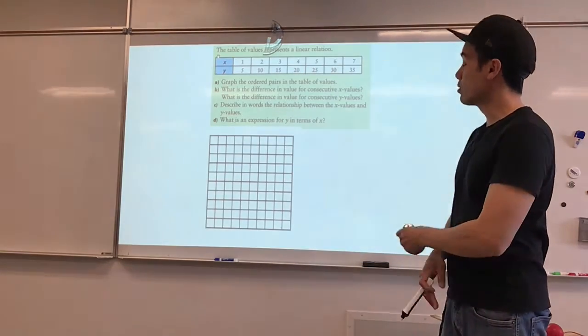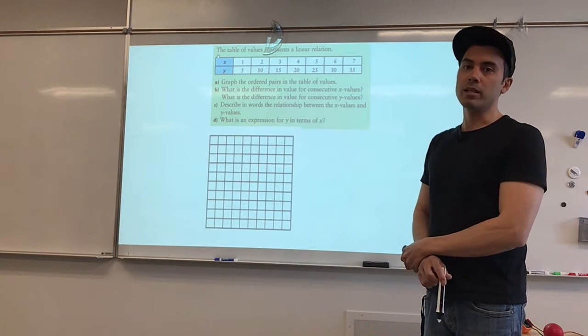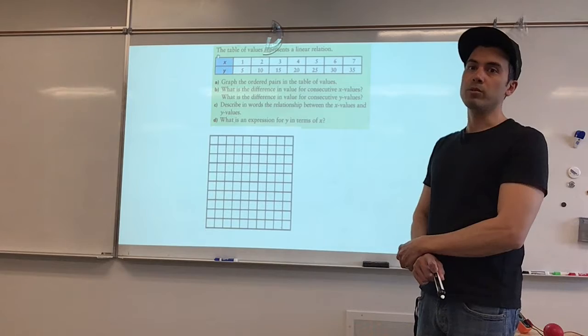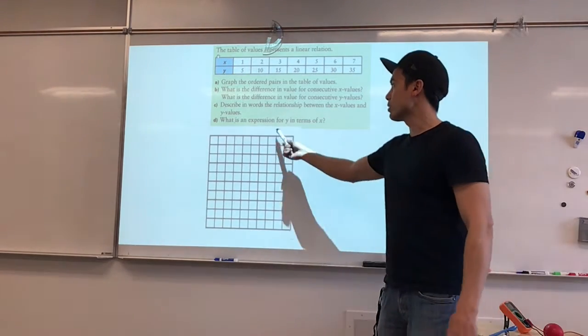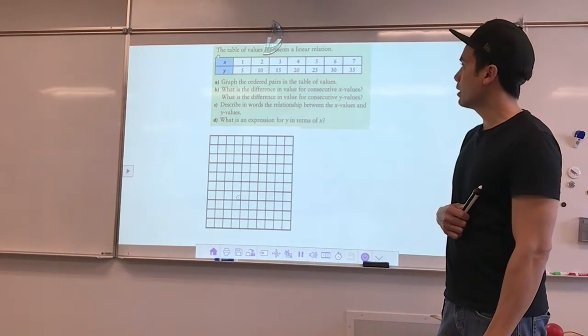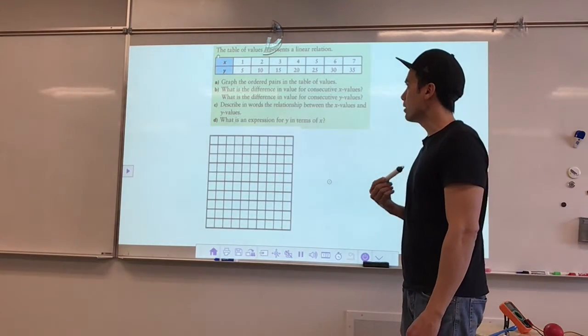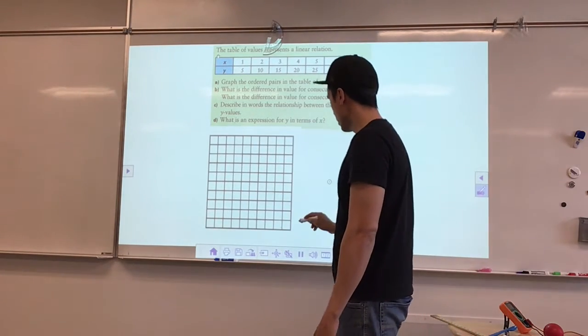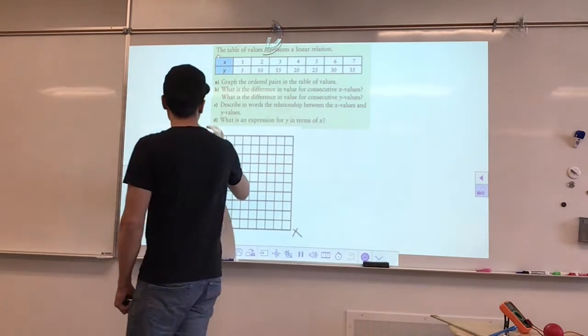Okay, so what we're going to be doing today is looking at some of these patterns. We're going to be graphing them, and we are going to be writing some expressions at the end. If we look at this table of values right here, our first task is to graph these ordered pairs. Here's my x-axis and here is my y.